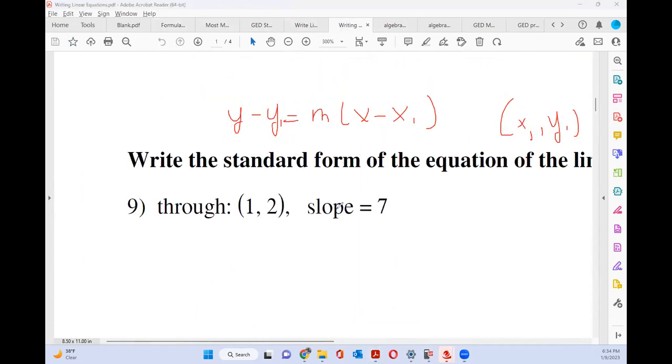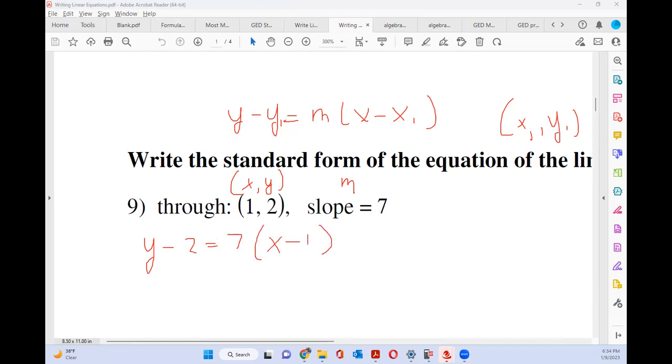So again, this is my x, this is my y. Does everybody understand that? When you're given a point, they are giving you an x and a y. Does everybody understand that? When they give you the slope, this is your m. Does everybody understand that? Watch this. Y minus 2 equals slope 7, x minus 1.